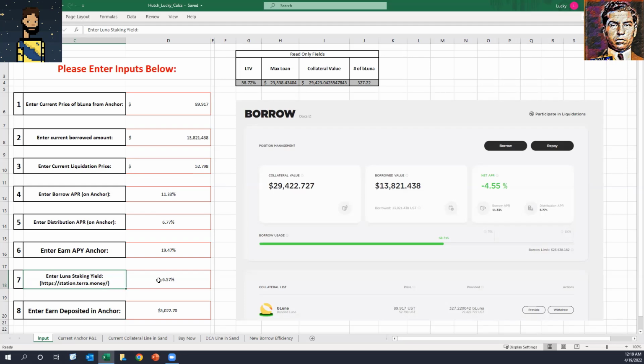Sometimes people have a hard time with it. It says Terra Station in the top left, and you think it's just a title. But when you click that, it's actually a home tab, and there are some cool global metrics about Terra in general. And there's a widget there that shows you your staking yield. All right, so let's go to the current Anchor P&L.